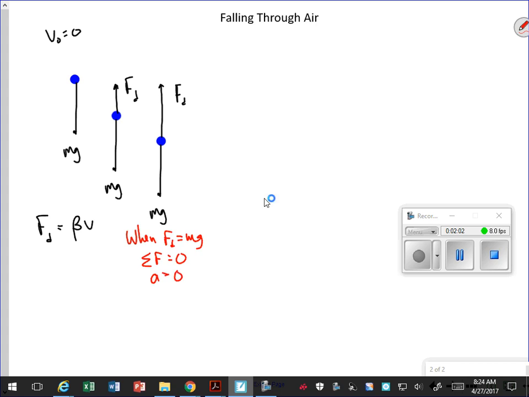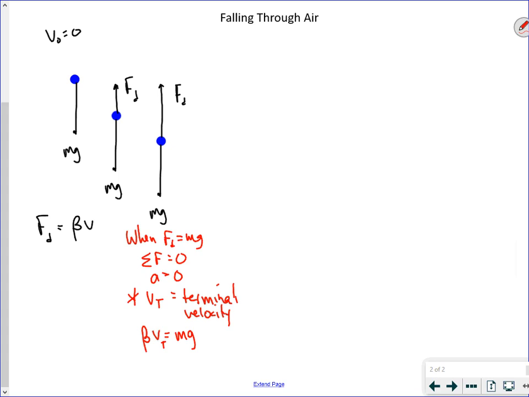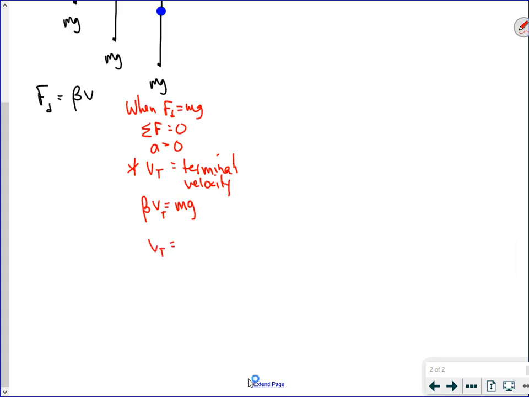This thing stops speeding up, and that's what we call terminal velocity. And in our case, that happens again when Fd equals mg, or when b times v equals mg. So at terminal velocity, we can now write this expression for what terminal velocity is. In this case, it's mg over beta, which we'll use in a couple minutes.